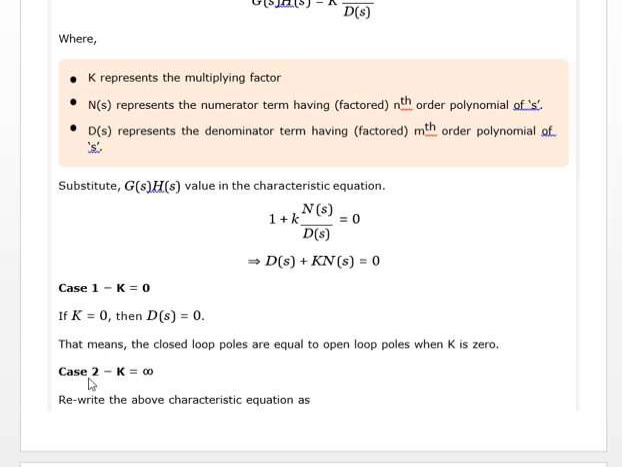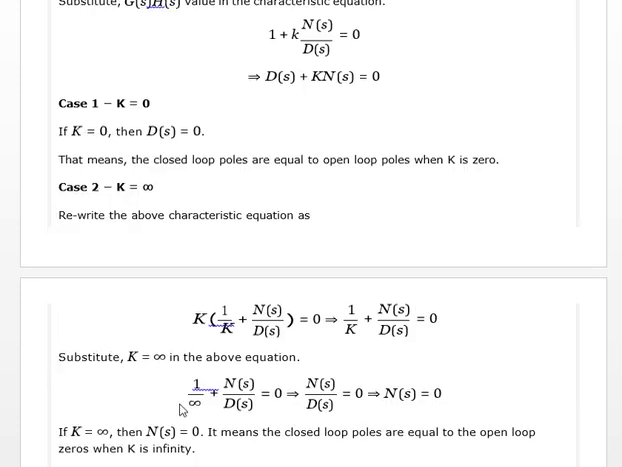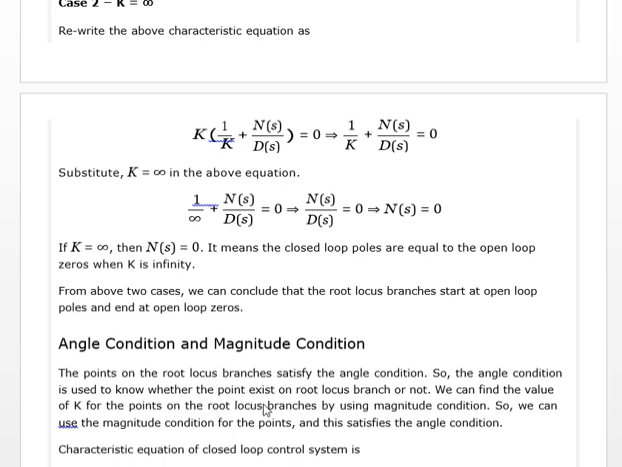Case 2 is if K is infinity. Rewriting the above equation, we get this term. While substituting K equal to infinity, the numerator will become 0. It means the closed loop poles are equal to the open loop zeros where K is infinite. From the above two cases, we can conclude that root locus branches start at the open loop poles and end at the open loop zeros. This is one point we have to remember in root locus.